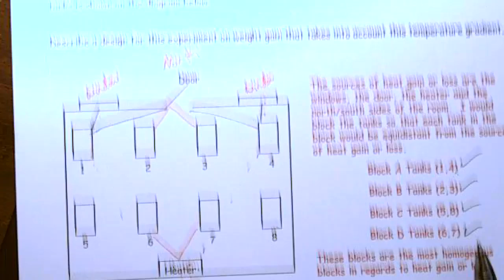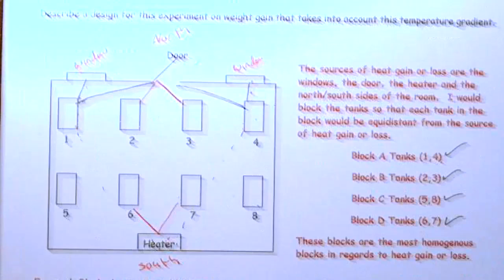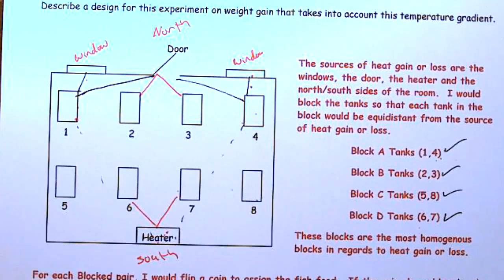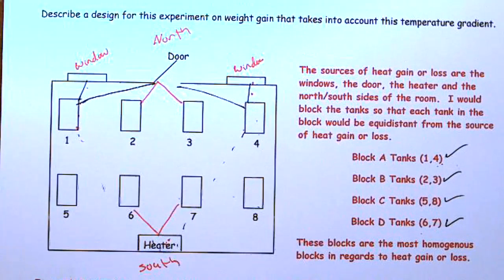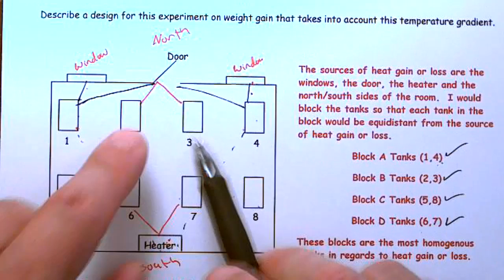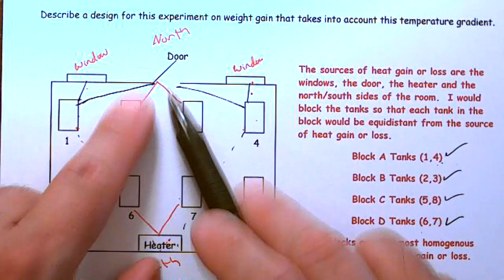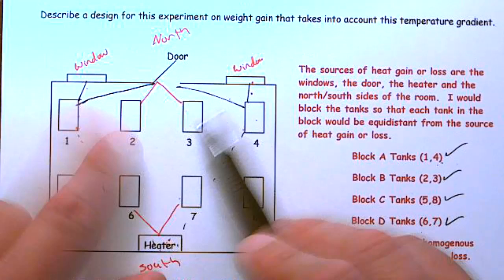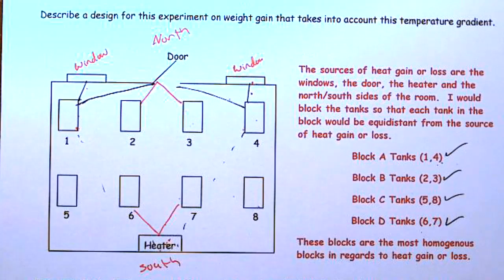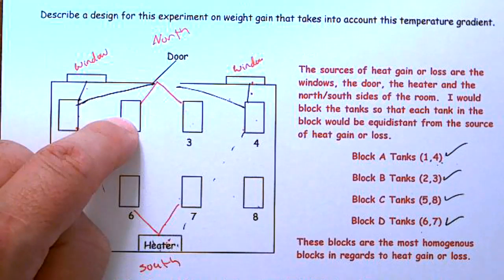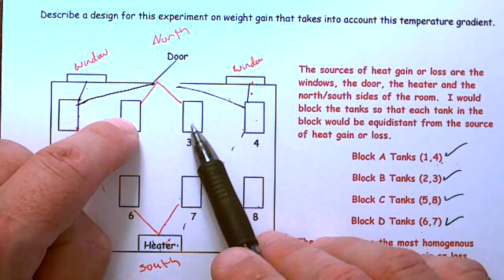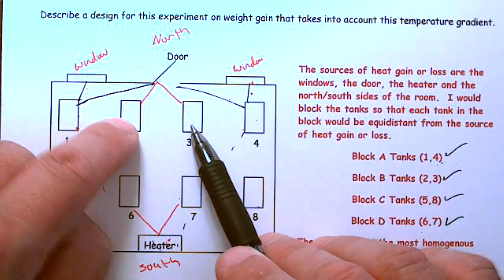Okay. And once again, when you're blocking, you block so that within the block, they're as similar as possible. 2 and 3 are the most similar because they're equidistant from the door, equidistant from a window, equidistant from the heater. All right. And remember, both treatments are assigned in a block. So tank 2 got either the new or old fish food, and tank 3 would have gotten the other fish food.